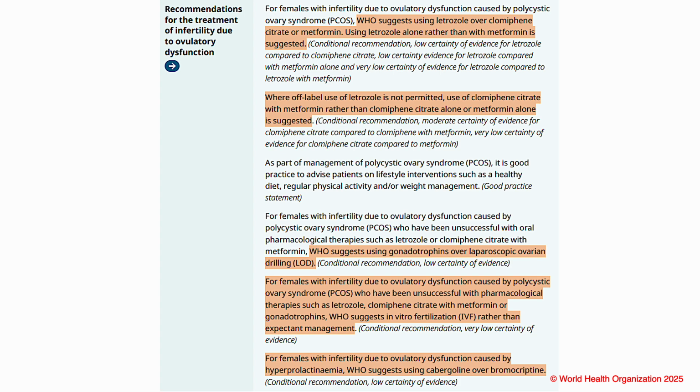WHO suggests using gonadotropins over laparoscopic ovarian drilling for females with infertility due to ovulatory dysfunction caused by PCOS who have been unsuccessful with pharmacological therapy such as letrozole, or clomiphene with metformin. If that fails, the third line management is IVF rather than keep on expecting the patient to conceive on their own. Then if the ovulatory dysfunction is because of hyperprolactinemia, the drug suggested is cabergoline over bromocriptine.